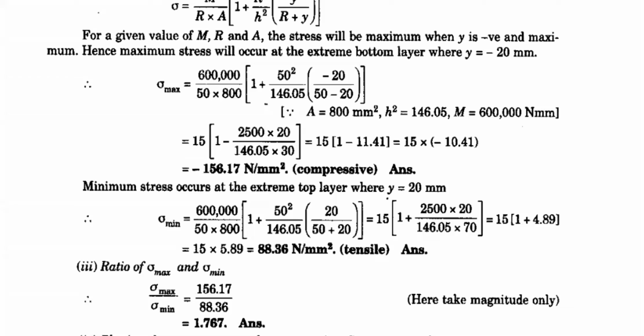Simple equation. No need to verify your equation also, because for maximum stress we have a minus value, so automatically in the minimum case you have to take the opposite side, a positive value. That's the only difference between maximum and minimum. So y equal to 20. If you consider one side, the second side you consider on the other side. That is what we did here.